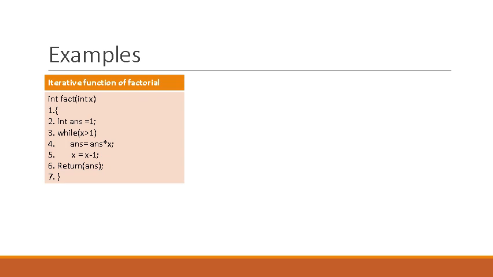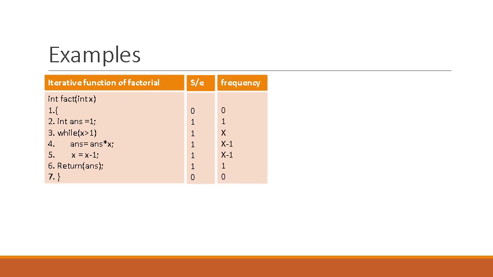The while conditional statement, its step execution is 1. Answer into x: how many times will this step execution be 1? x times, because these are just assignment operations. What is the expression you have? Once, so one is the step execution. Now the frequency count is complex, so we need to work on that properly. Answer equals 1 is going to execute only once.